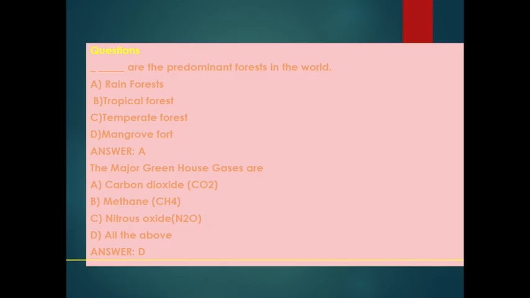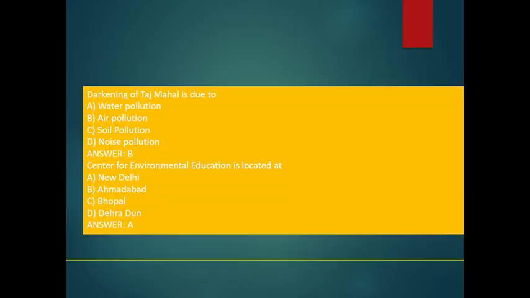Then another question, greenhouse gases. Greenhouse gases give heat to the earth. Greenhouse gases give the heating of the earth. Mostly carbon dioxide, methane, and then certain nitrogen oxides. So all of the above is the correct answer.